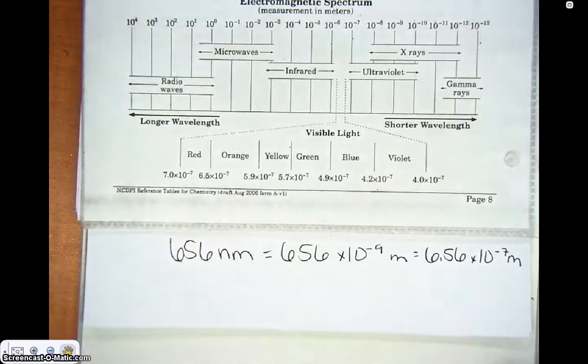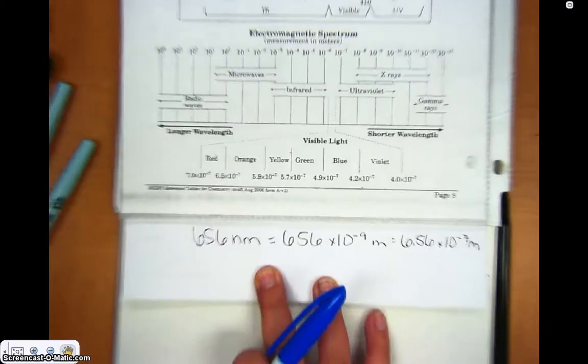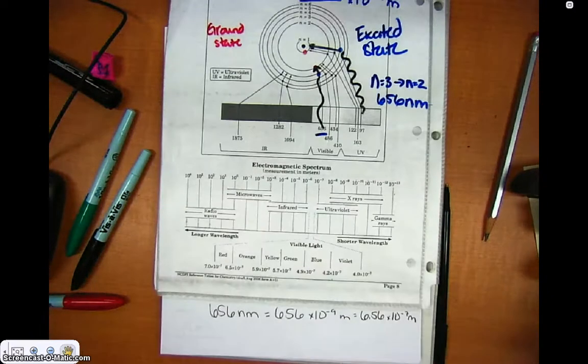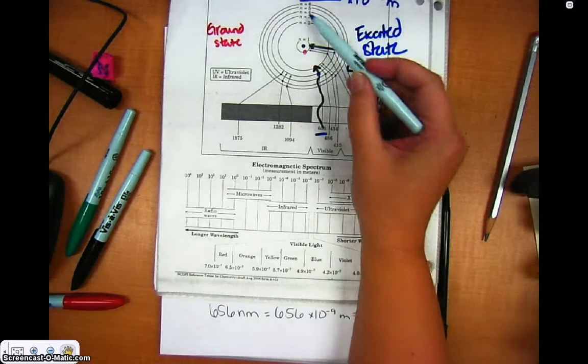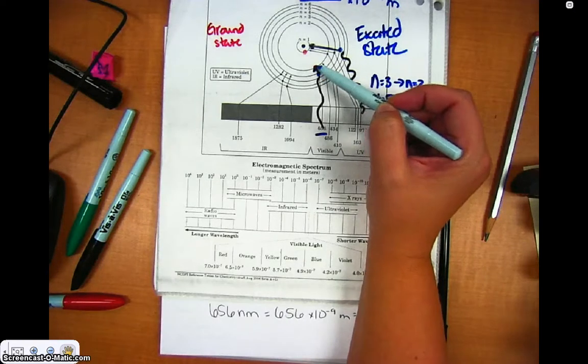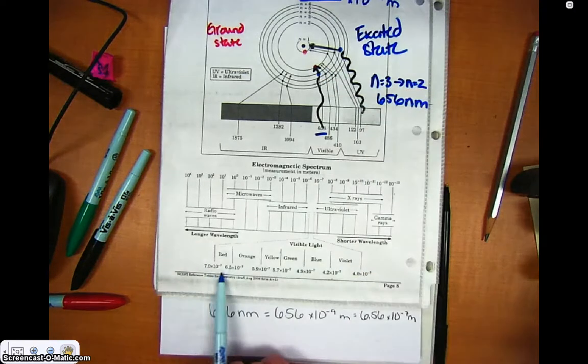So an electron, let me just zoom out again, in a hydrogen atom that goes from shell 3 and then falls back down to shell 2 emits a wavelength of light that's 656 nanometers and is the color red.